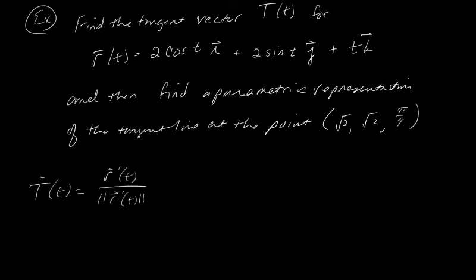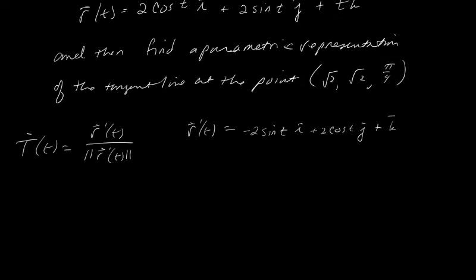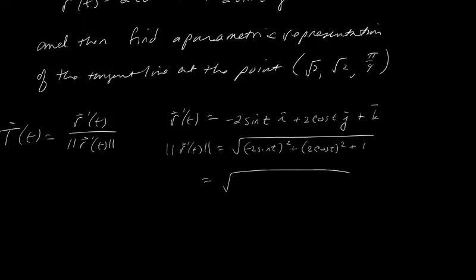Okay. So we need to know what is r prime of t. So let's take the derivative of r. So this is going to become negative 2 sine of t in the i direction, plus 2 cosine of t in the j direction, plus 1 in the k direction. Okay, so then the magnitude of that is going to be the square root of negative 2 sine of t quantity squared, plus 2 cosine of t quantity squared, plus 1 squared. So that's going to be the square root of 4 sine squared t plus 4 cosine squared t plus 1.